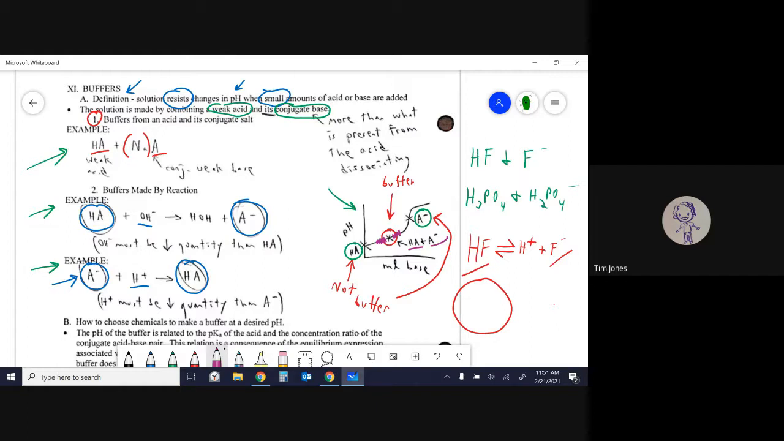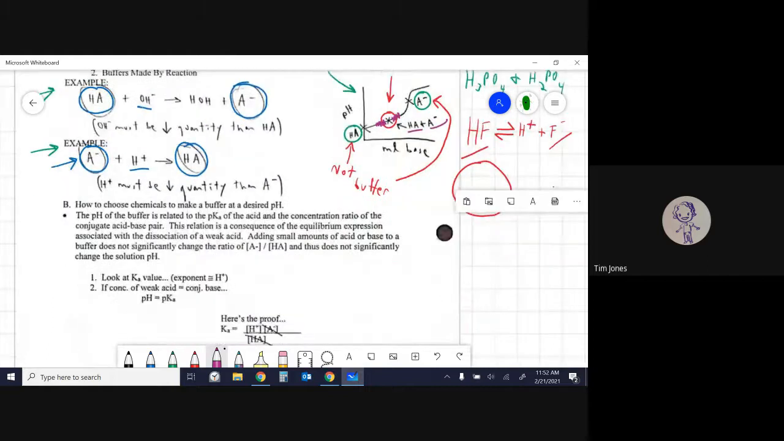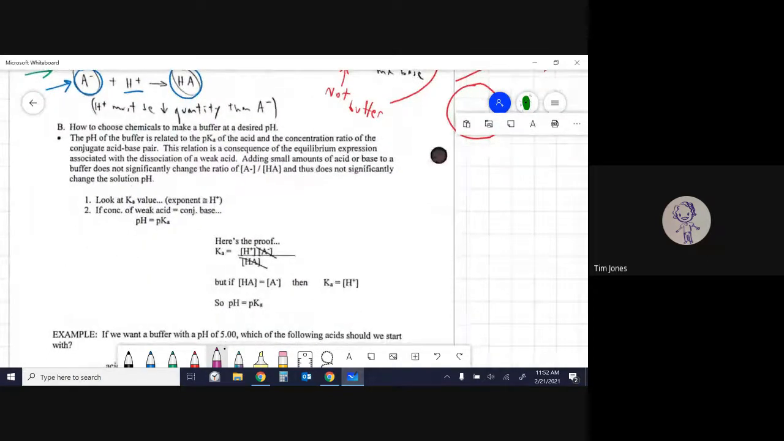So let's say you want to make one of these things and you want it to be at a certain pH. Well, there's a way to actually make that happen. So, how to choose chemicals to make a buffer. Where you want to start is, actually, let me go back to that graph.